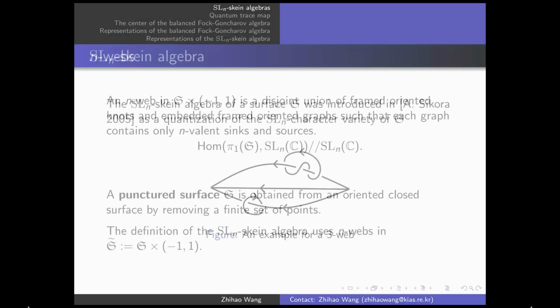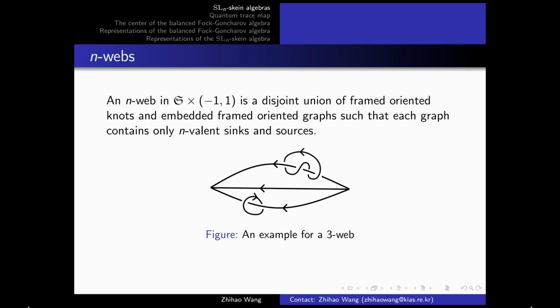So now we look at the definition of the n-web. An n-web in the thickening of the surface is a disjoint union of framed oriented knots and embedded framed oriented graphs, such that each graph contains only n-valent sinks and sources. So we have two different types of components. One type is the circle. It is an oriented circle, also with framing. If you are not familiar with the framing, you can just forget about the word framing. That's okay.